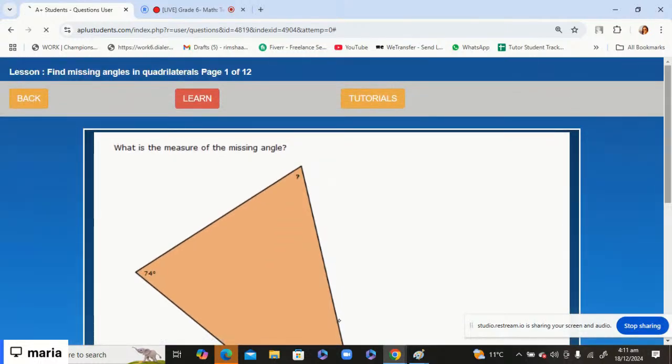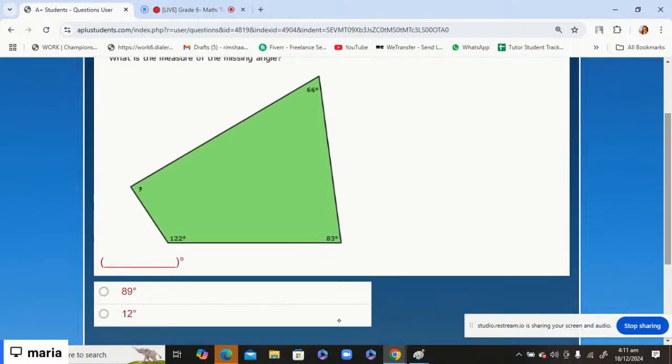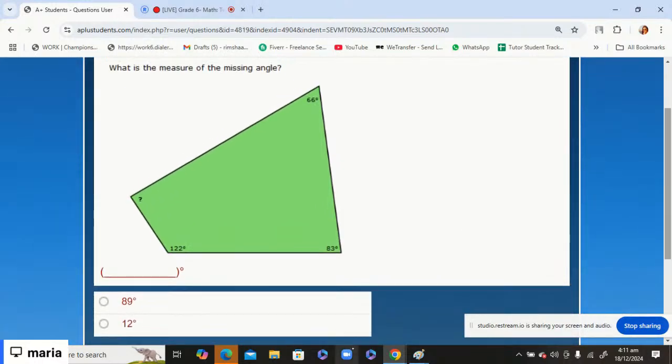Let's go with the next one. Three angles are given: 66, 83, 122.